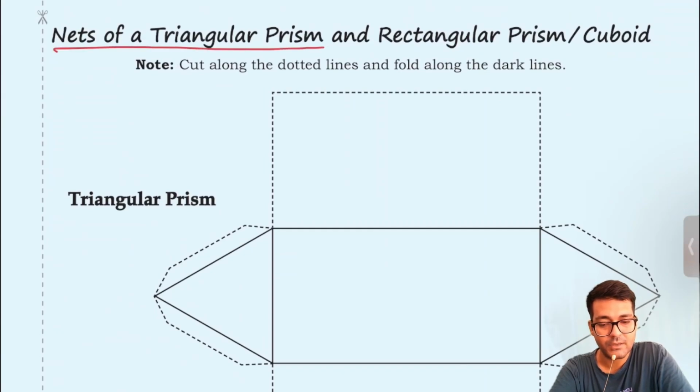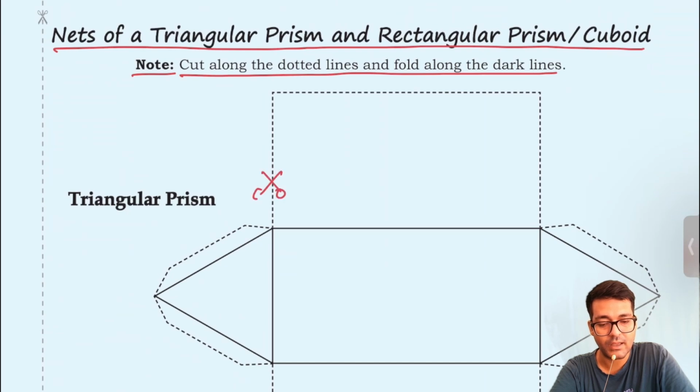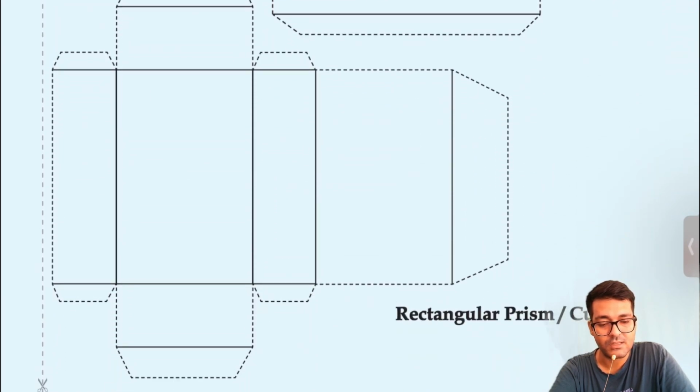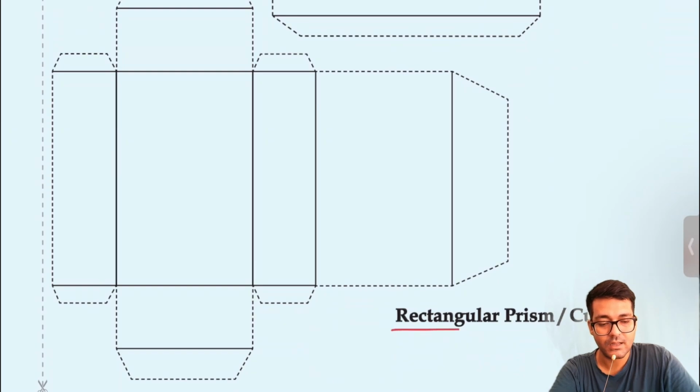Nets of a triangular prism and rectangular prism or cuboid. Note, cut along the dotted lines and fold along the dark lines. You will get a triangular prism. And for this net, you will get a rectangular prism or cuboid.